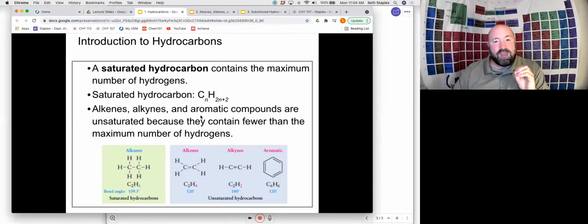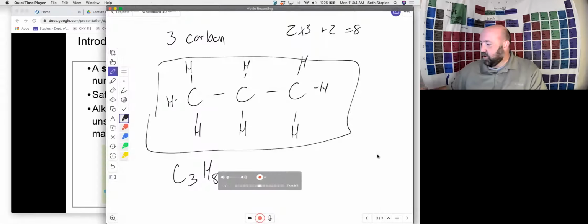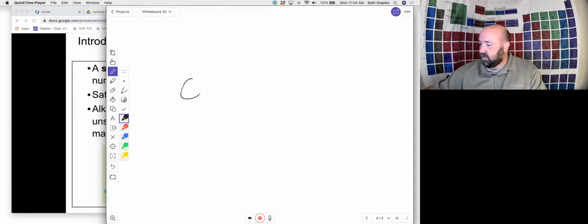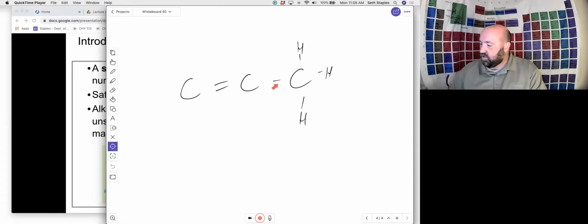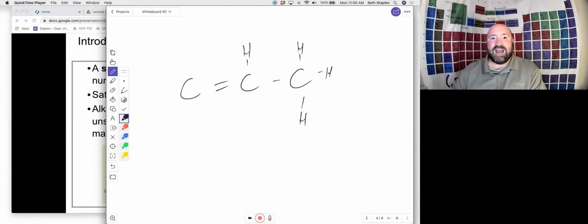Alkenes, alkynes, or aromatic compounds are unsaturated because they'll always contain fewer than the max number of hydrogens, again, for the length of that carbon chain. So we see a couple examples here, but to maybe draw one out, let's use our 3-carbon example again. Let's say we have a double bond between these 2 carbons. Again, carbon will always form its octet, and so this carbon will have its 3 hydrogens, but this carbon now has 2, 4, 6 electrons around it. So in order to form its octet, there's only going to be one hydrogen coming off that carbon.